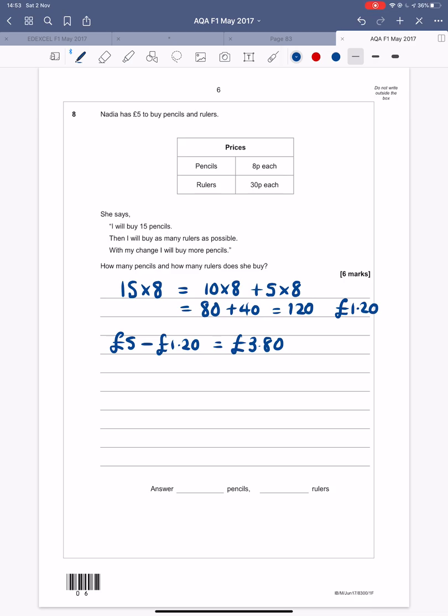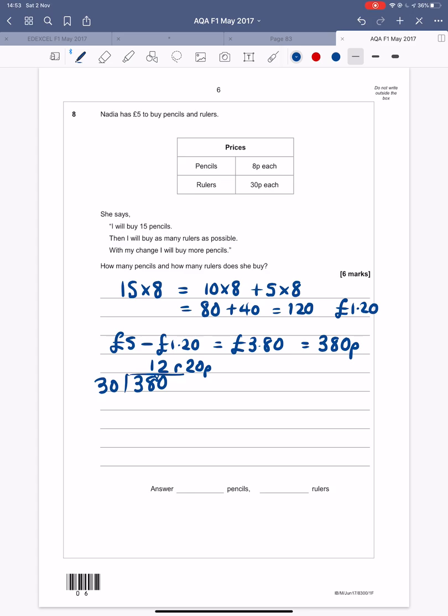Then she needs to buy, that's the same as 380p. So she's going to buy as many rulers as possible at 30p each. Well, we do 380 divided by 30. 30s into 38 go 1, remainder 8. 30s into 80 go 2, remainder 20p.